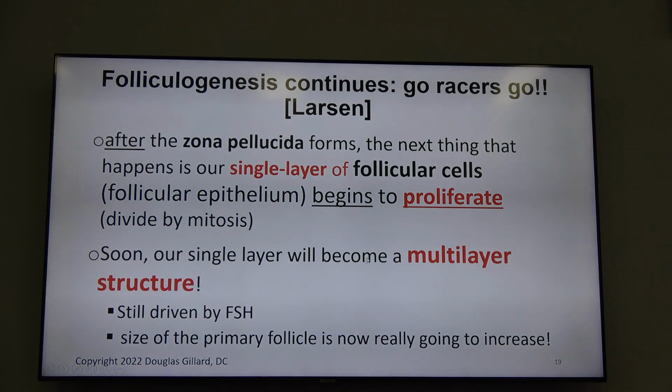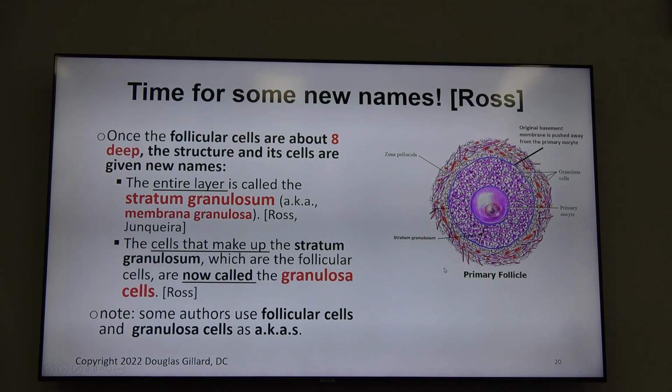And it gets bigger and bigger, so we create a multi-layer structure. This is driven by FSH, I'll just say that. We won't get into the weeds on how that works. But our primary follicle is really increasing in size at this point. In fact, here's what we have now. Look at our primary follicle.